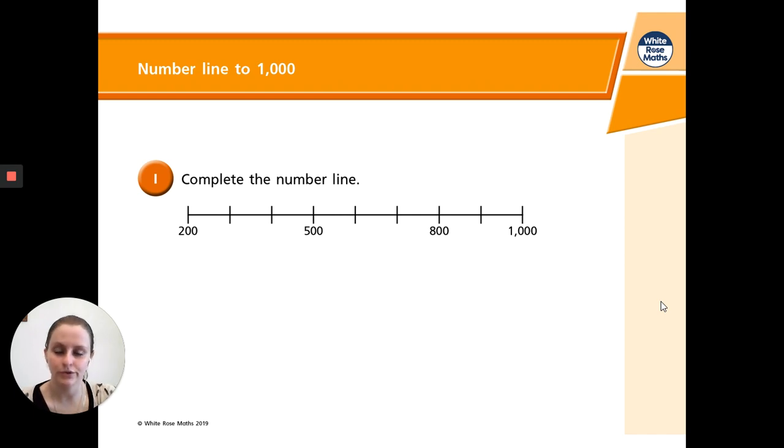It starts at 200. We know where 500, 800 are, and we go up to 1,000. So have a think, what are each of these increments? Now an increment is each of these lines. So what are each of these increments going to be worth? And can you label each of those increments on that number line? So pause here and have a go at that one.